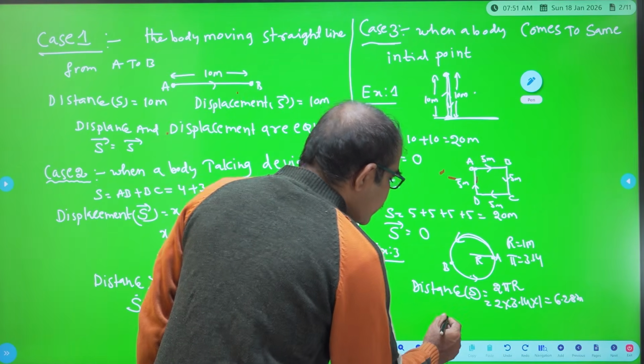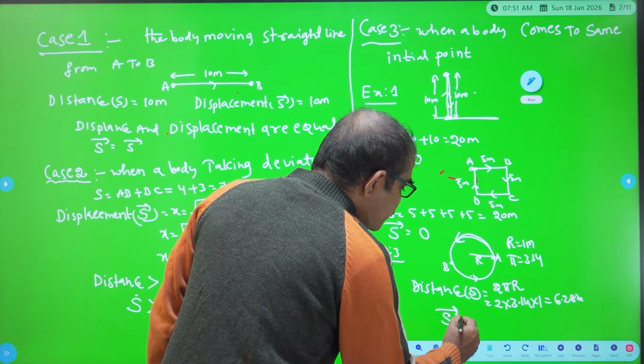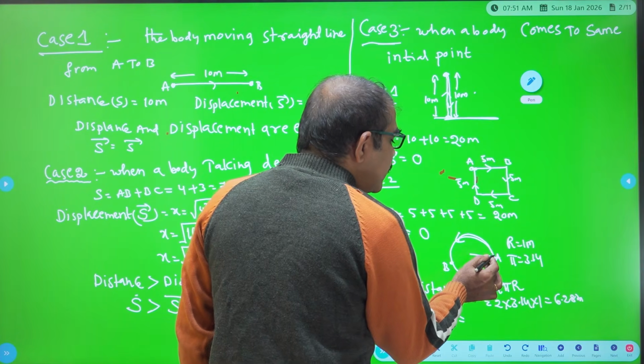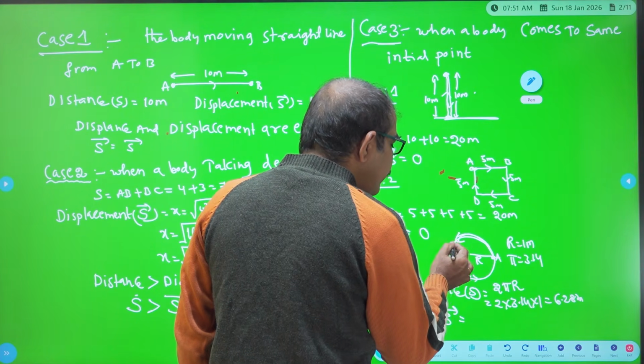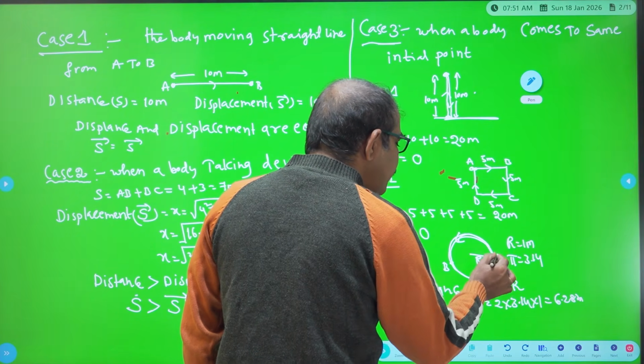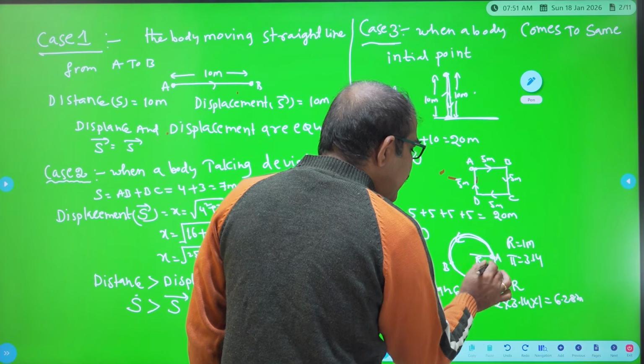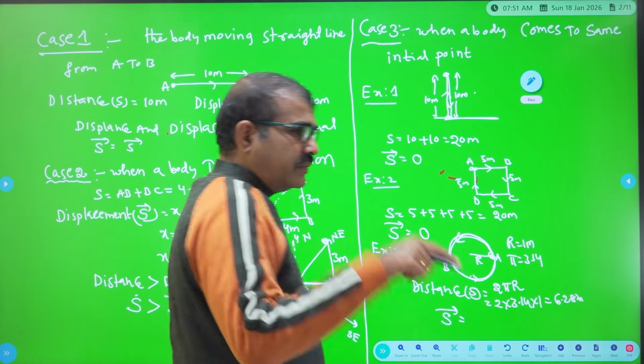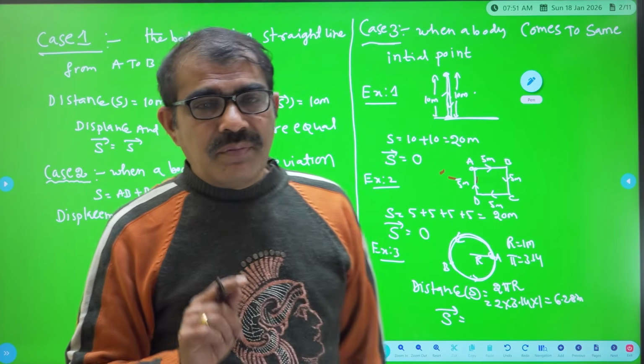Now displacement is equal to how much? Displacement S bar: initial point is A, again reaches the same point. Initial point is A, final point is also A.